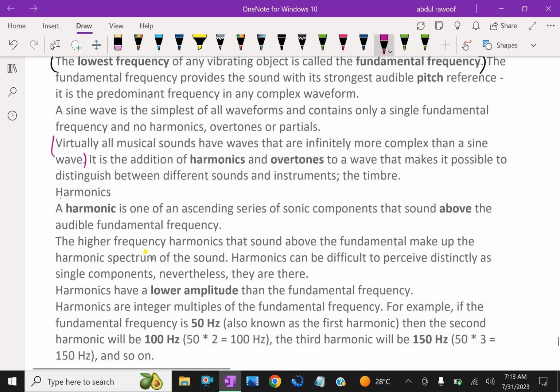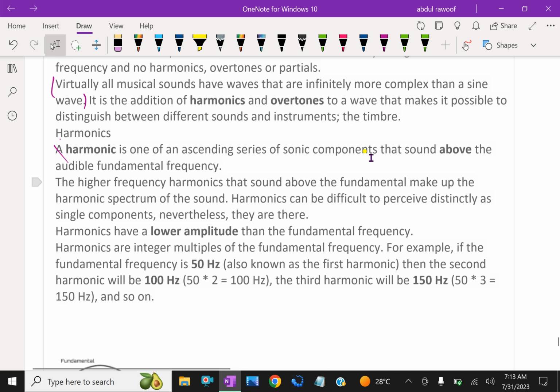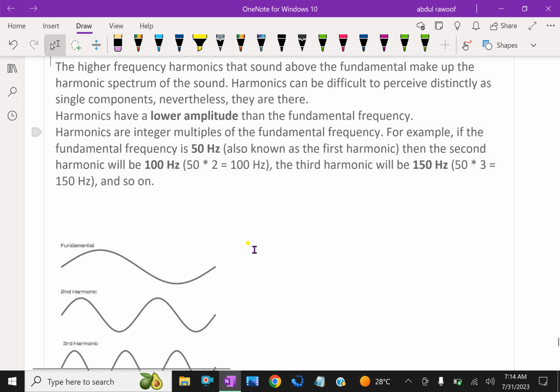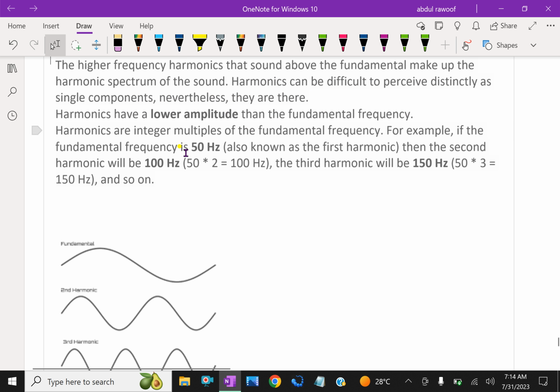The harmonic is one of the ascending series of sonic components that sound above the audible fundamental frequency. The higher frequency harmonics that sound above the fundamental make up the harmonic spectrum of the sound. Harmonics can be difficult to perceive distinctly as single components, nevertheless they are there. Harmonics have a lower amplitude than the fundamental frequency. Harmonics are integer multiples of the fundamental frequency.